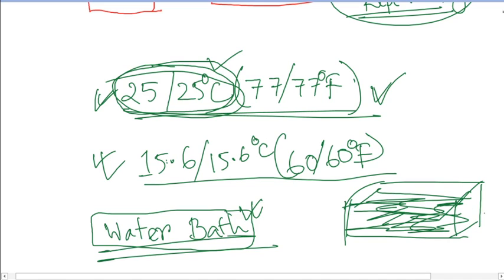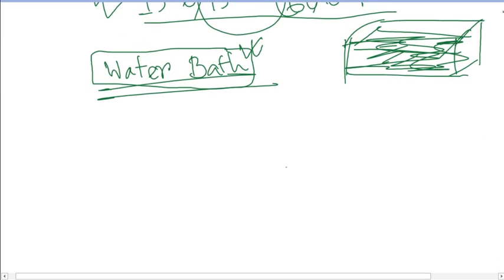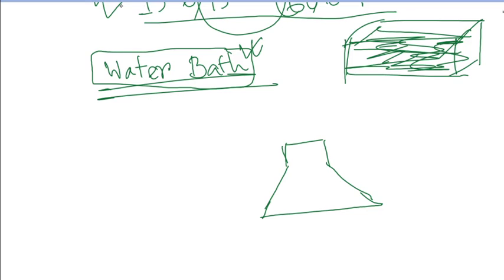By some means we'll be giving heat and keeping the temperature of the water at either 25 degrees centigrade or 15.6 degrees centigrade according to our requirement, and that's why the water bath will be used here. Another thing I need to mention is that the pycnometer will have the glass stopper, which fits accurately within the pycnometer.